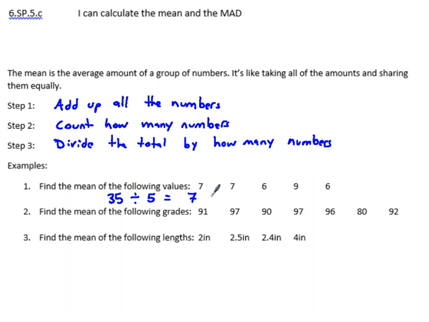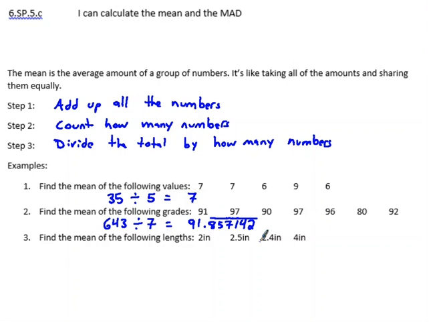On our next one, we're going to find the mean of these grades. So I'm going to add up 91 plus 97 plus 90 plus 97 plus 96 plus 80 plus 92. That comes out to 643. Next, I'm going to count how many numbers there are. There are 1, 2, 3, 4, 5, 6, 7. And I'm going to divide that. So 643 divided by 7 is 91.857142. And then it keeps repeating. So I'm going to use that repeating line over the top here.